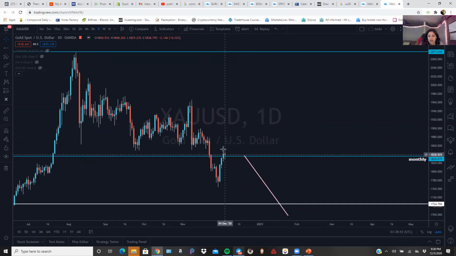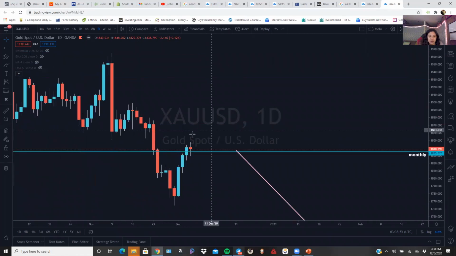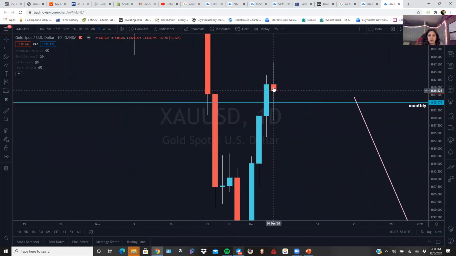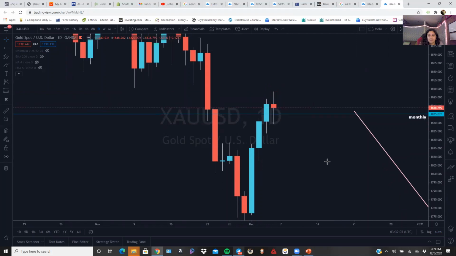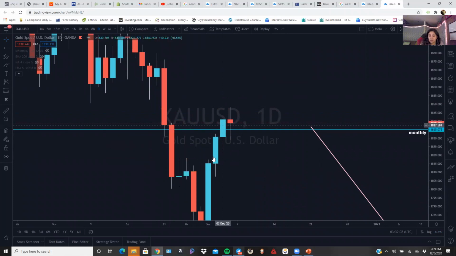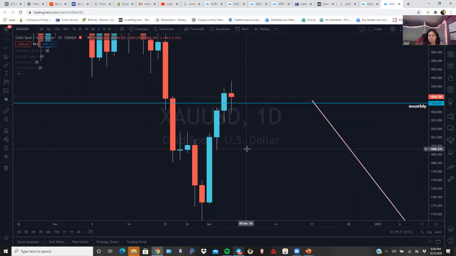A doji candle is a candle that has a wick on both sides, at the top and at the bottom, and the body is tiny. You can see that the body of this candle is small and it has long wicks on the ends. That's an indecision candle or a reversal candle. It's not sure if it wants to keep going up. It's just thinking about it right now.